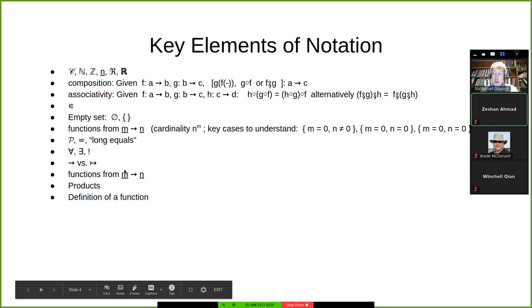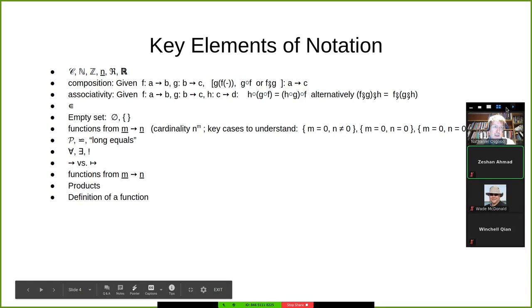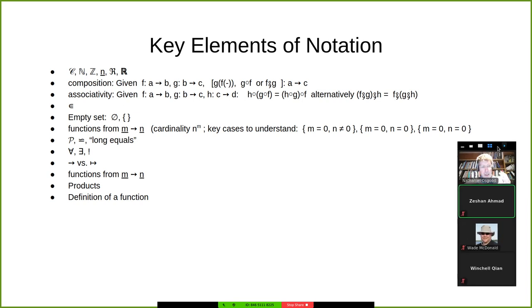Okay, so I've shown a bunch of notation here, and notation is not particularly privileged at all. It's kind of arbitrary in many cases, but we need some convention to communicate. And I've put down a number of things that I want you to be aware of.